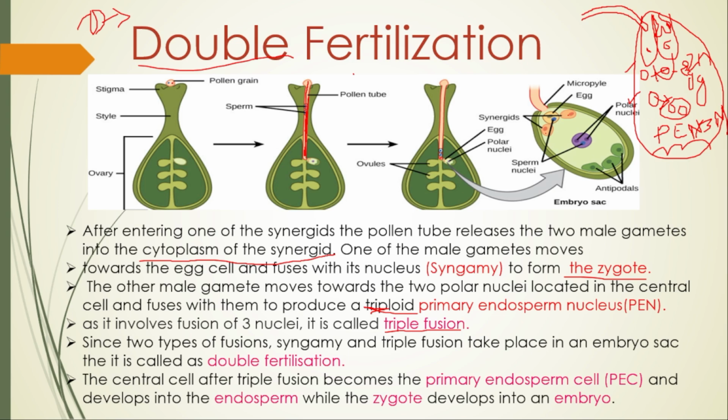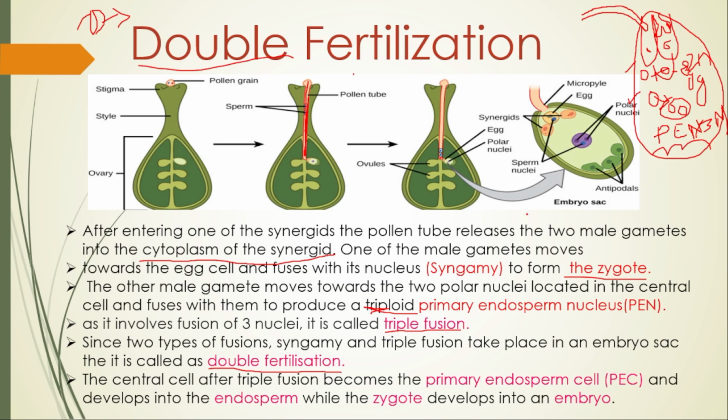This one is also called as what? Triple fusion, because there is a fusion of 1, 2, 3 nuclei, isn't it? That's why it is also called triple fusion. Next, since two types of fusion, syngamy and then triple fusion, take place in the embryo sac, this one is called what? Double fertilization. Why is it called double fertilization?